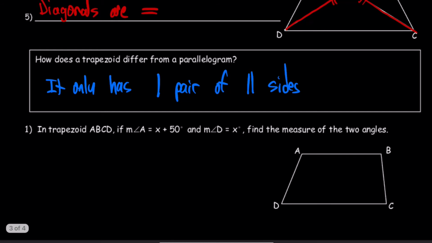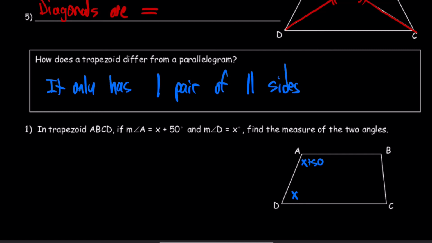In trapezoid ABCD, so notice again, it doesn't say isosceles, it just says regular old trapezoid. If the measure of angle A, so I'll fill that in the diagram, is x plus 50, and the measure of angle D is x, find the measure of the two angles.